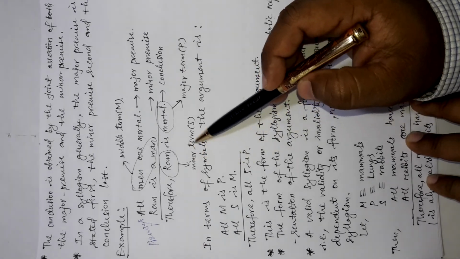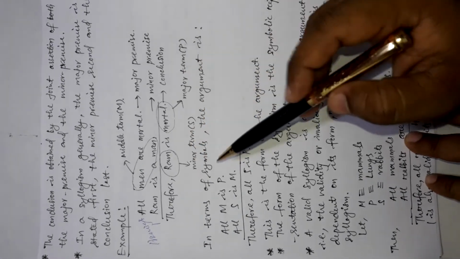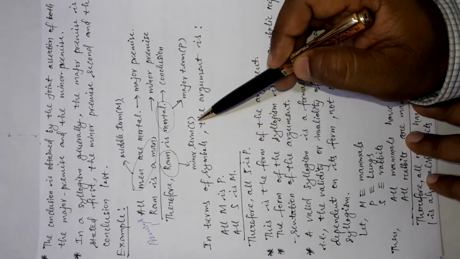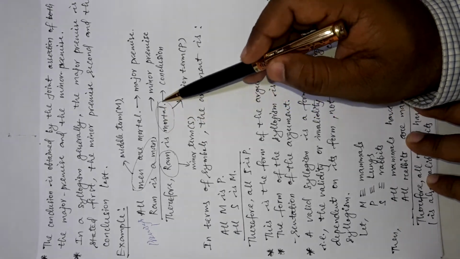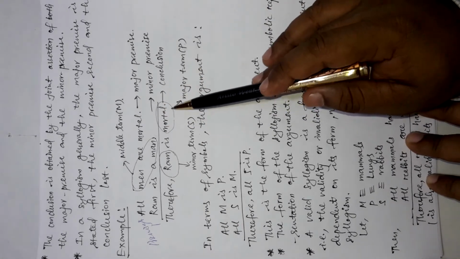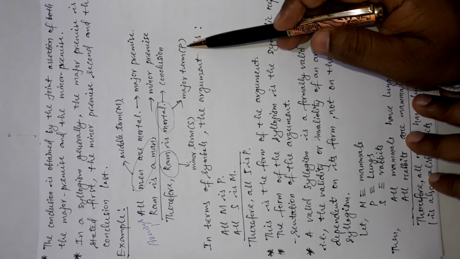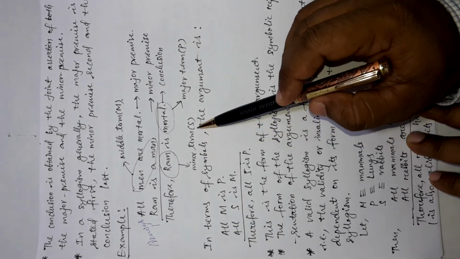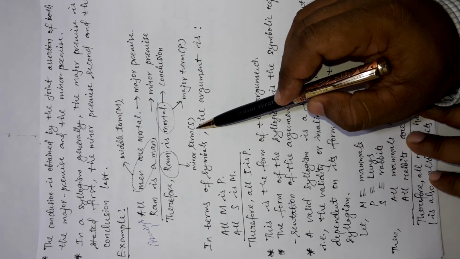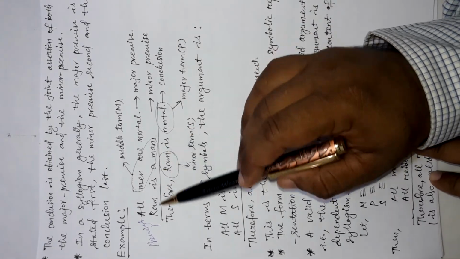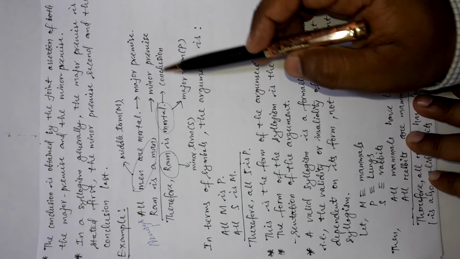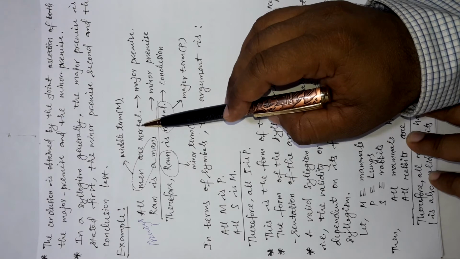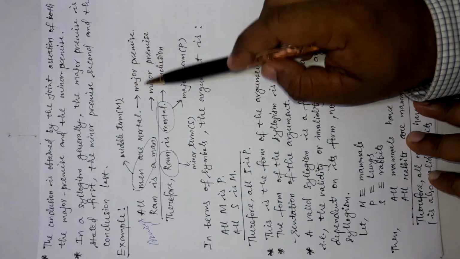Now, let us find out the minor term and the major term here. You see, the subject of the conclusion is Ram, that is the minor term, S. The predicate of the conclusion is mortal, that is the major term, P. Now, the minor term S is contained in the second premise, that is why it is called the minor premise. The major term, mortal, is used in the first premise, that is why it is called the major premise.